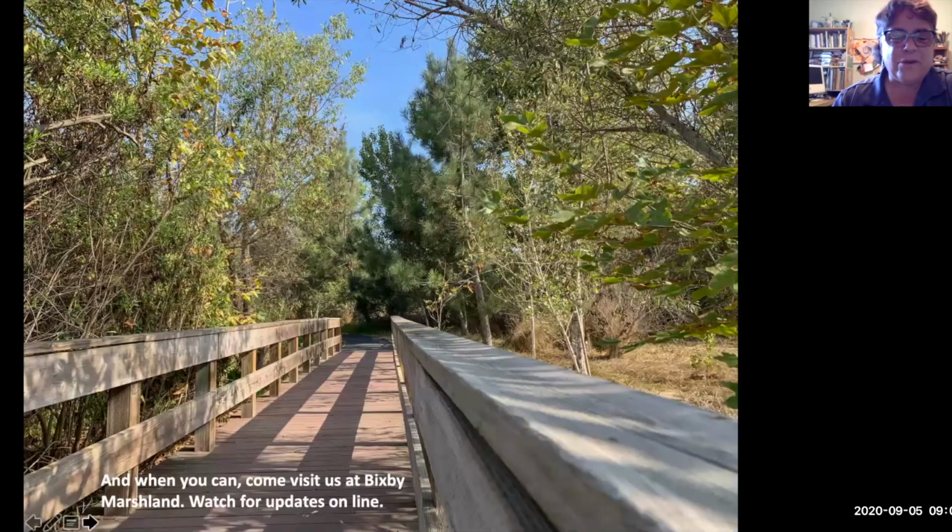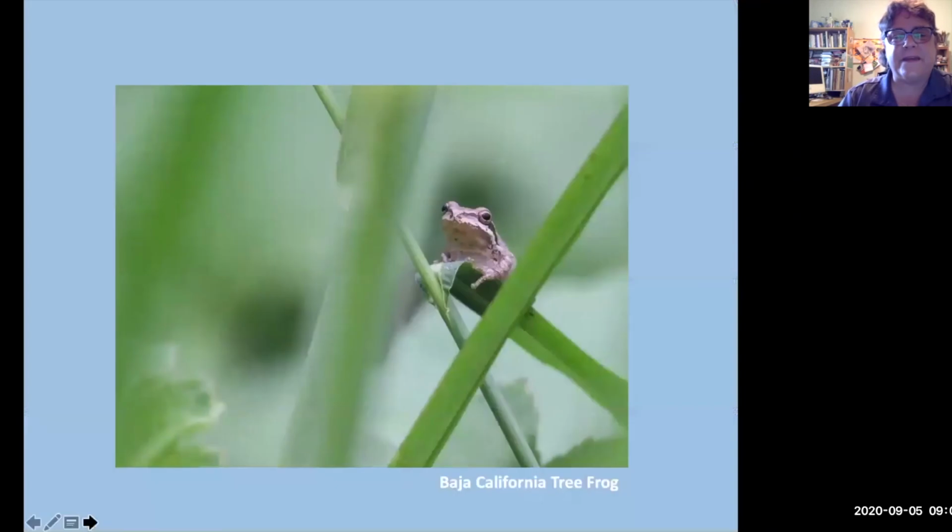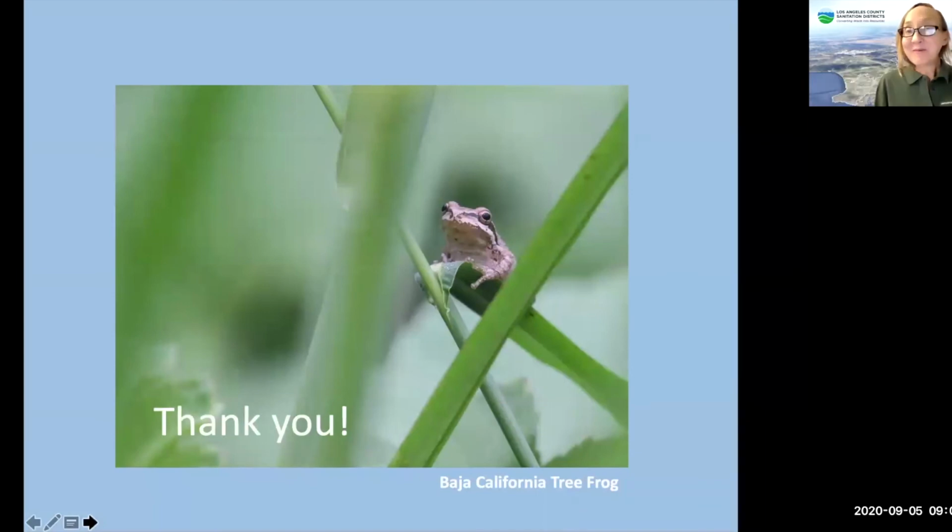And then when you do get a chance, watch the website, see if you can come and visit the marshlands. It's an absolutely fascinating place to be. And it just makes you curious. It makes you want to see more. It's a very, very special place. So with that, thank you so much for attending. And we'll open it up for questions and answers.